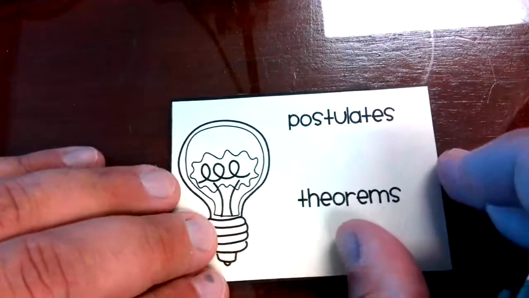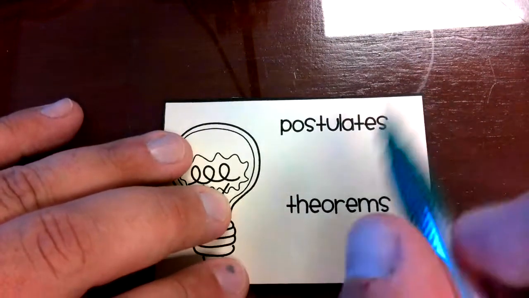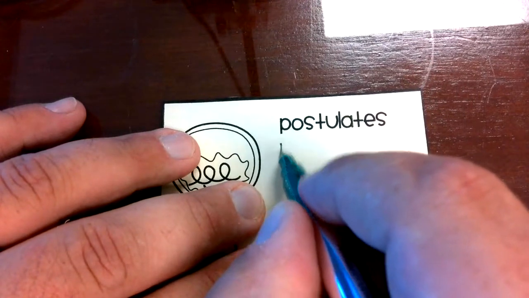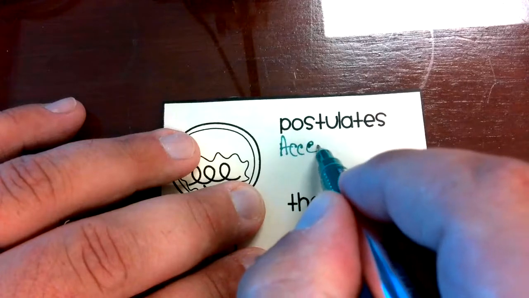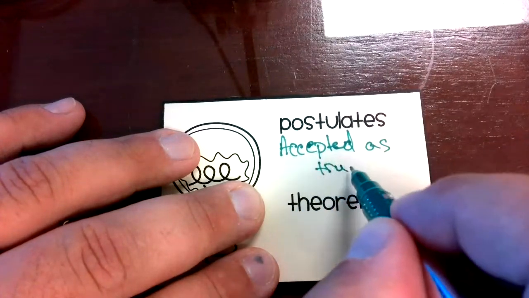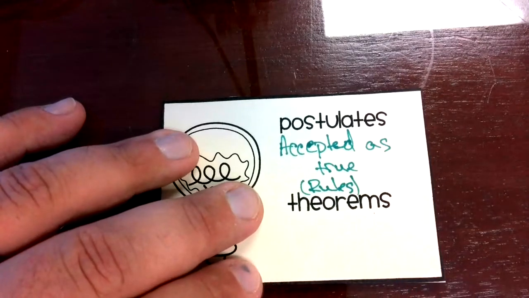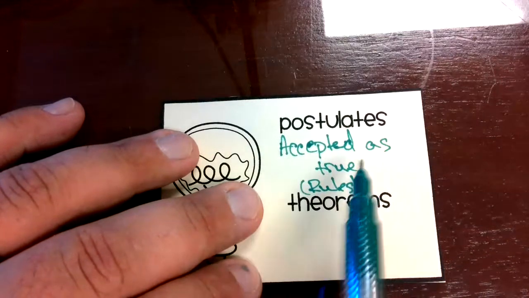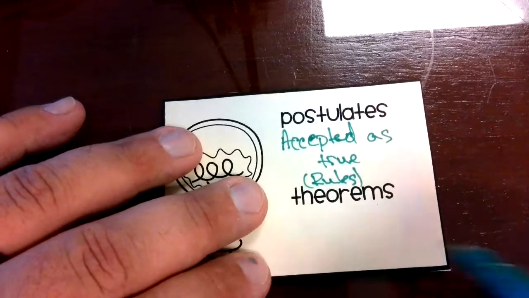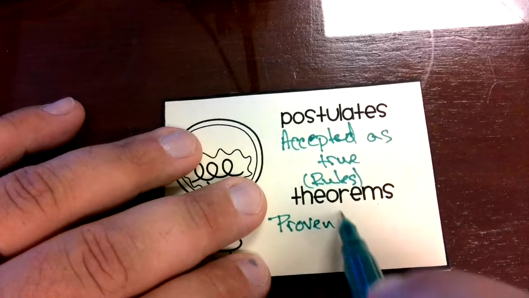And we've also got these other couple of terms here, postulates and theorems. Postulates are new. These are just statements that we accept. They're accepted as true. These are rules of geometry or other math classes as well. They're just statements accepted as true. They're the rules. And from these rules, we get theorems. And theorems are statements that are proven true.